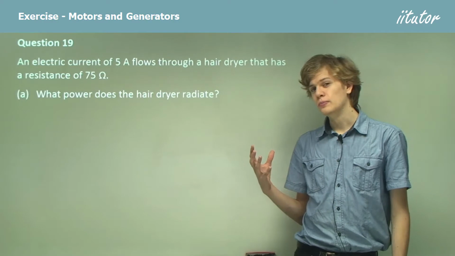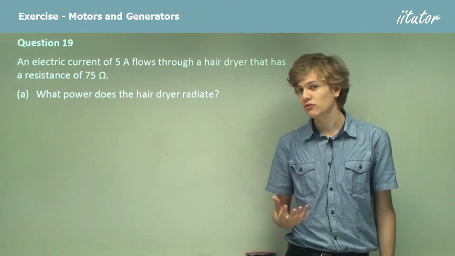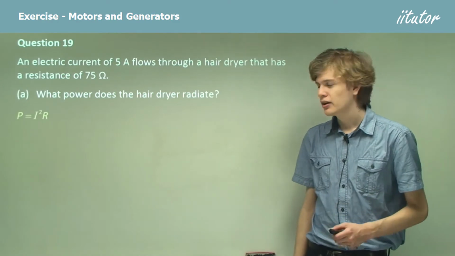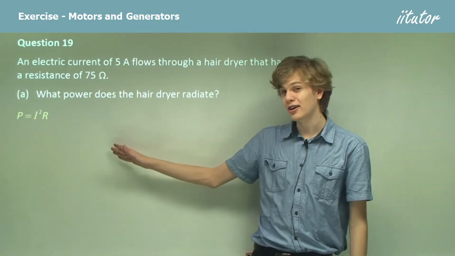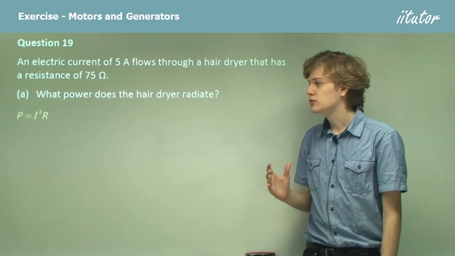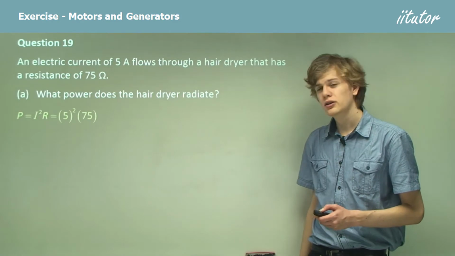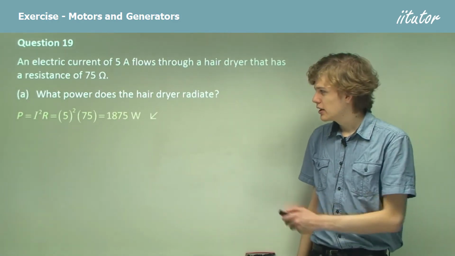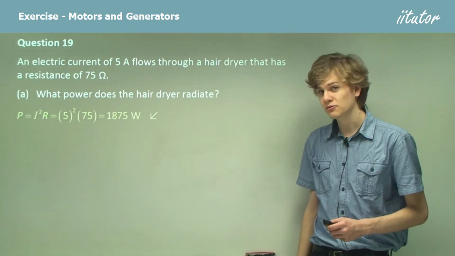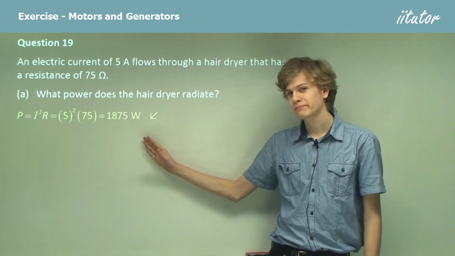So all we need to do is square the current and multiply by the resistance. Sound familiar? Power equals I squared R. Our current is going to be 5 amps, and our resistance is going to be 75 ohms. So 5 squared times 75 is the same as 1,875. And remember that power is measured in watts.